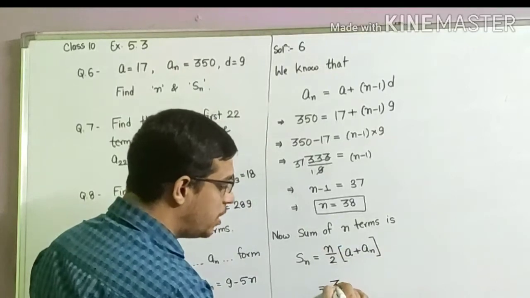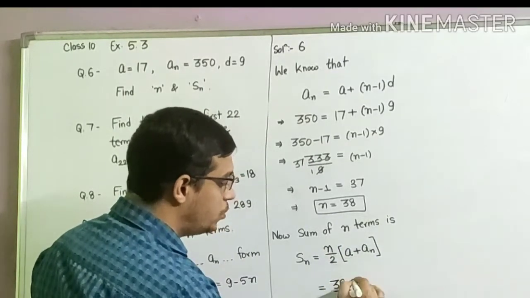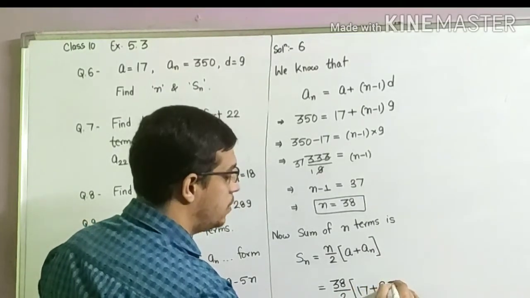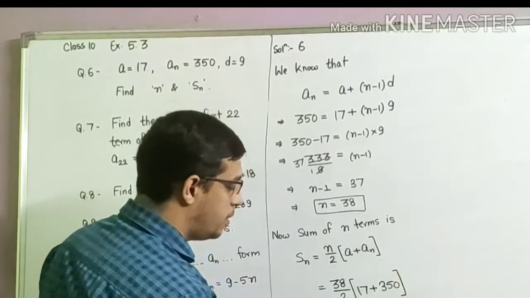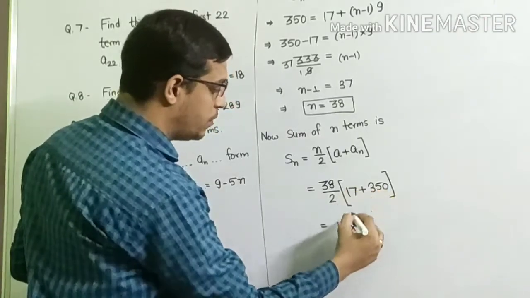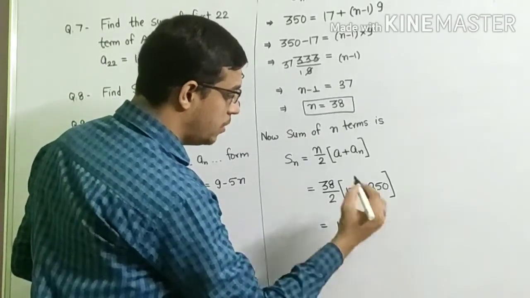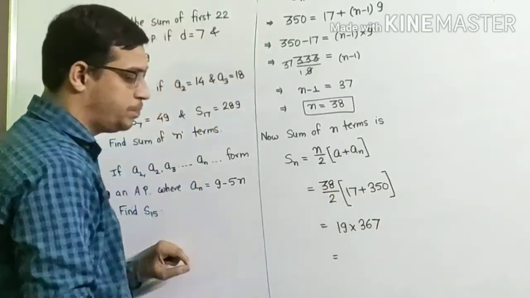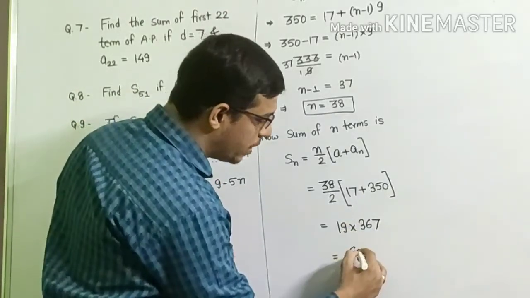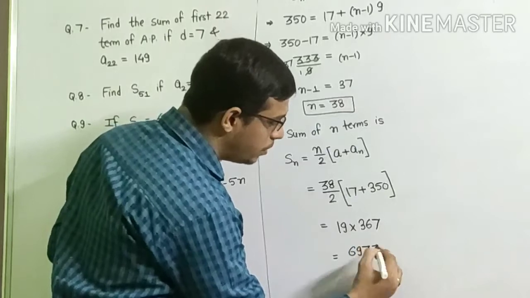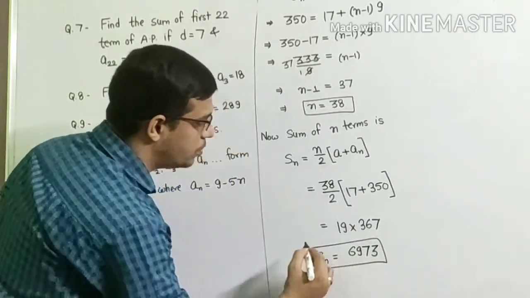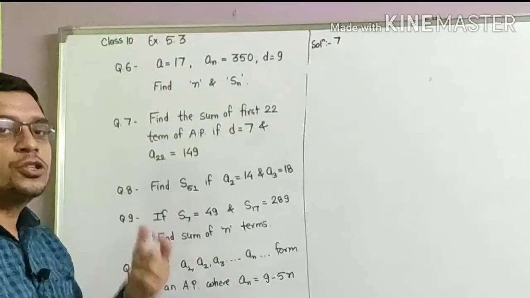So n is 38, a is 17, an is 350. So this will cancel 19 times, and 350 plus 17 is 367. Okay, now you have to multiply this, then you will get your answer. This you will get 6973. So this is sum of first n terms. Okay, next is question number 7.